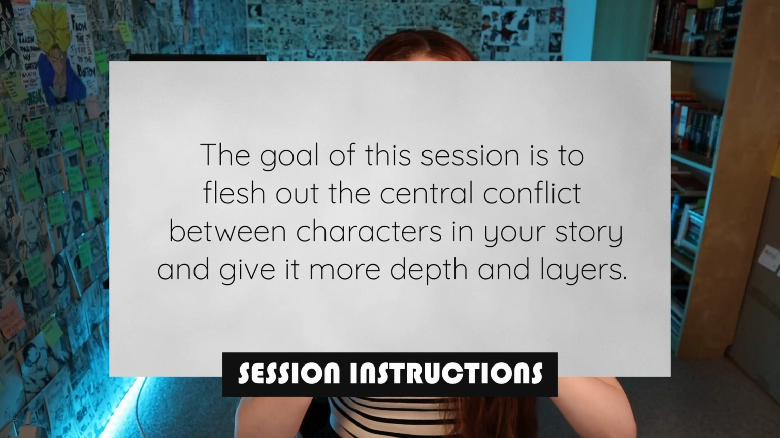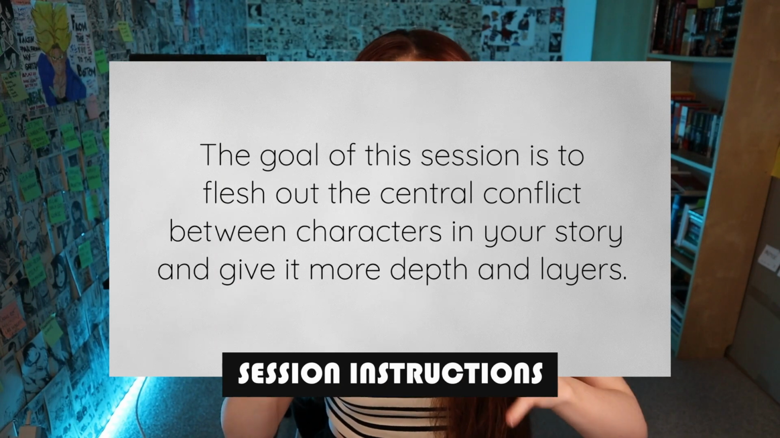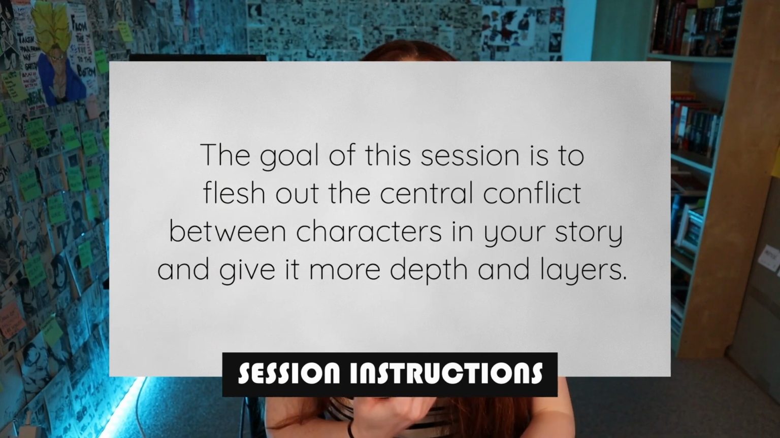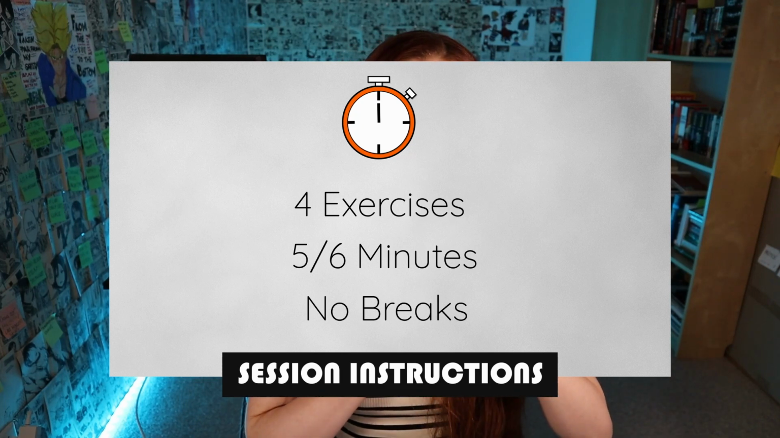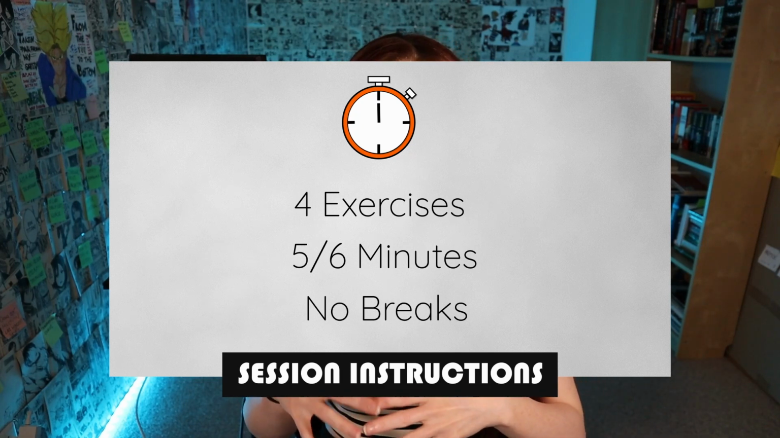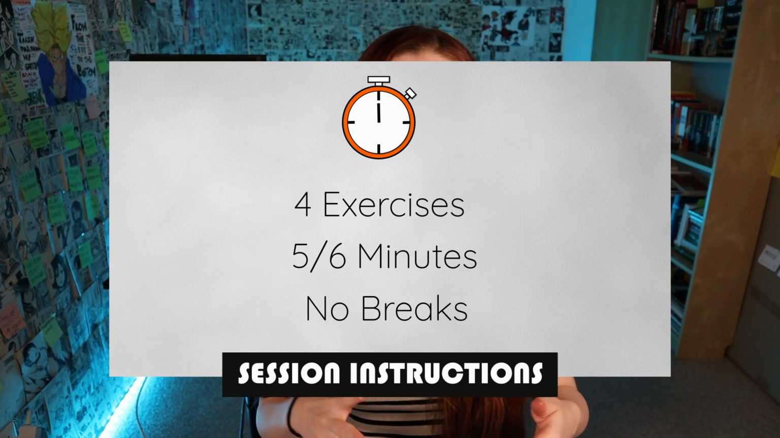The tool that I want to use for this session is from Anatomy of Story, the four-corner opposition, which is all about figuring out your conflict in a way that gives it more layers and depth. Based on the four-corner opposition and how it works, combining it with some writing techniques, we'll be doing 4 exercises. The first 2 are 5 minutes each and the second 2 are 6 minutes each. No breaks, but again, instructions between each exercise for the next exercise.